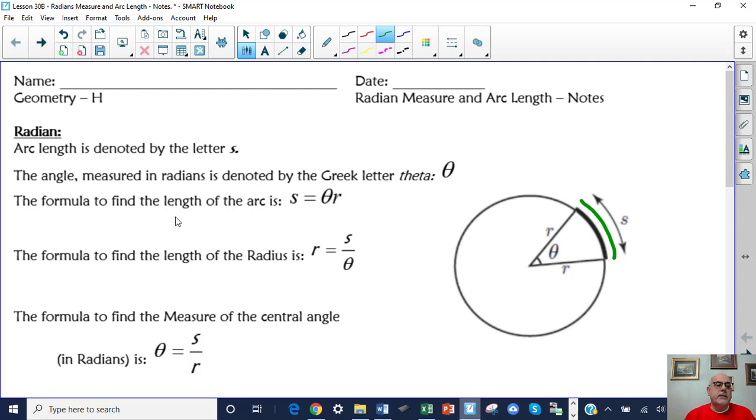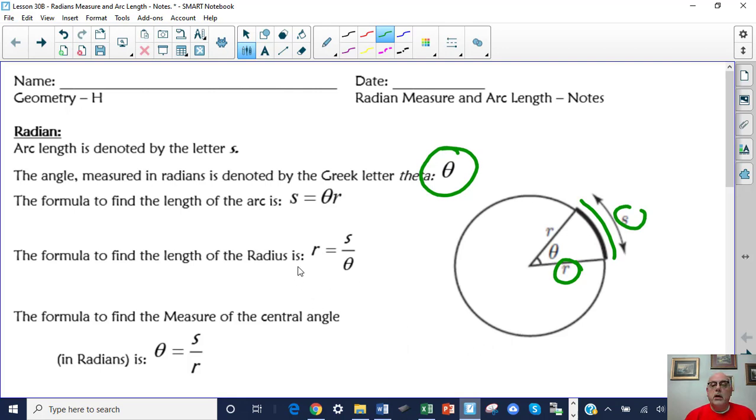So the basic formula, well, the first thing we need to look at is the angle measured in radians is denoted by the Greek letter theta, which is like a zero with a line through it. S is the length of your arc, and R is the radius. So the basic formula is the length of the arc is equal to the measure of the angle in radians times the length of the radius.